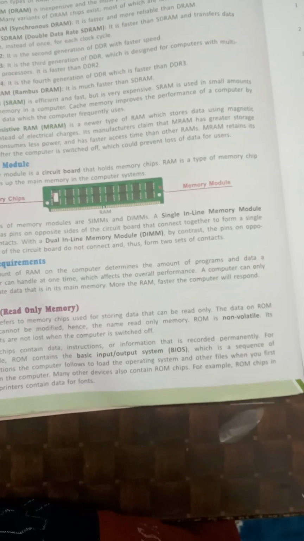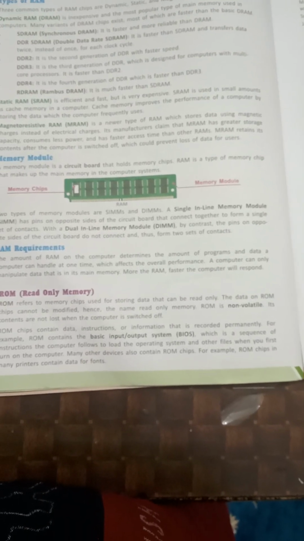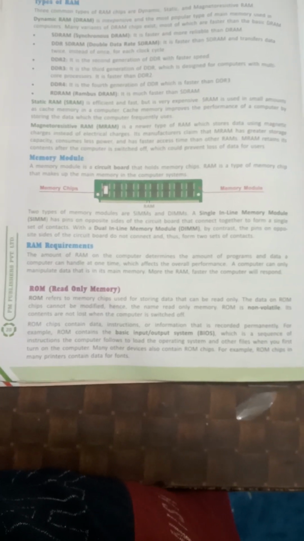RAM requirements. The amount of RAM on the computer determines the amount of programs and data a computer can handle at one time, which affects the overall performance. A computer can only manipulate data that is in its main memory. The more the RAM, the faster the computer will respond.